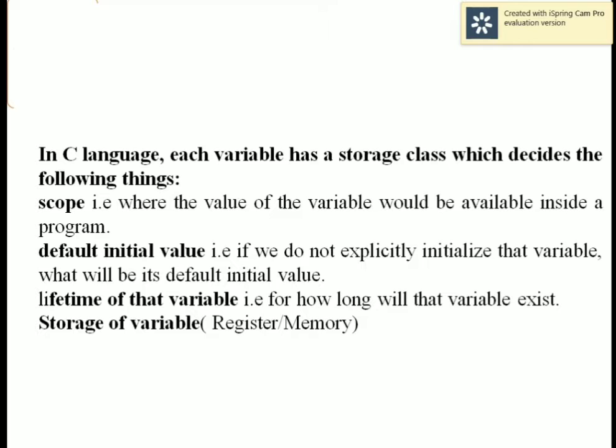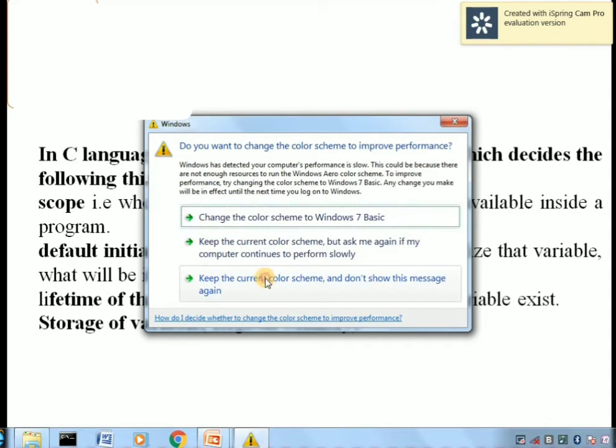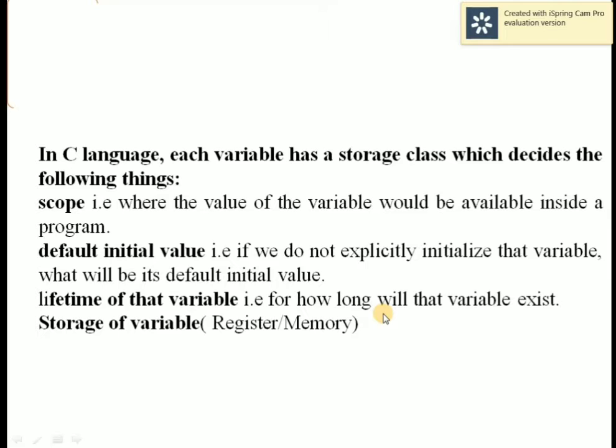While we do the different types of storage classes, we will see what the scope of each is. So next is default initial value. Means if we haven't initialized the variable explicitly, then what will be its default initial value. Then is the lifetime of that variable. Lifetime means for how long that variable will exist in the program. Then is the storage of the variable. Either it will be register or memory. Mainly all types of storage class variables reside in memory except only one, that is the register class.